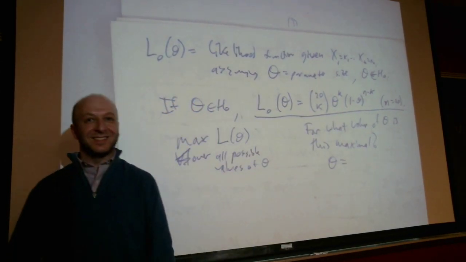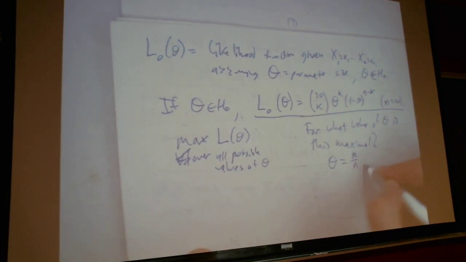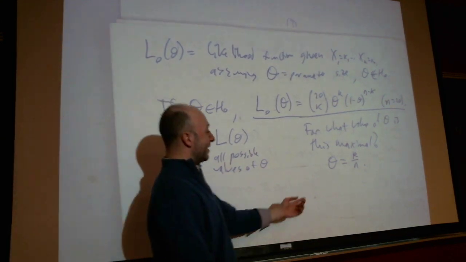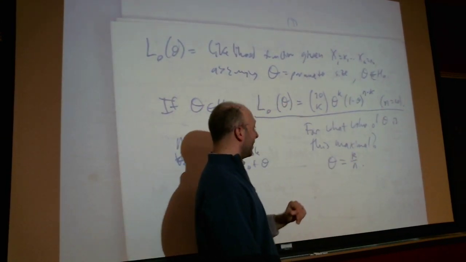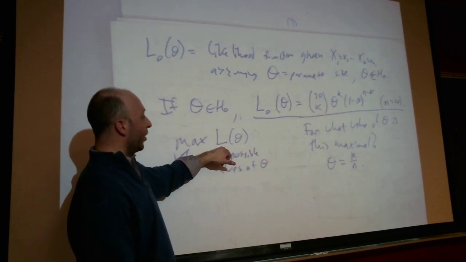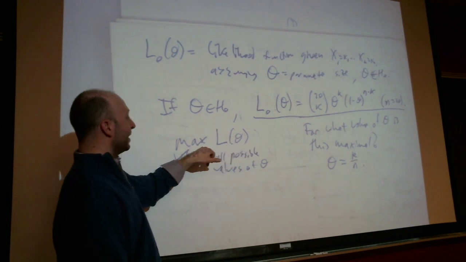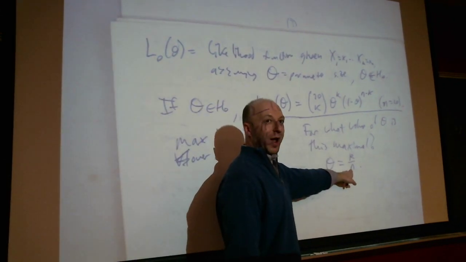Other than Ernest? All right, Ernest. X bar. X bar, k over n. Right? What's the proportion that should happen? Well, k over n is the proportion that should happen. That's the most likely. So the maximum value of the likelihood over all ranges of theta is the likelihood at the maximal parameter.